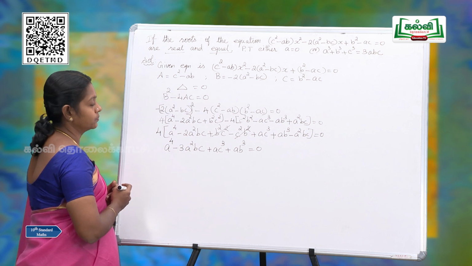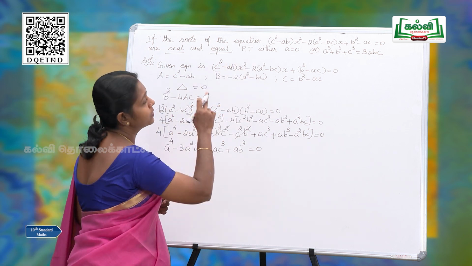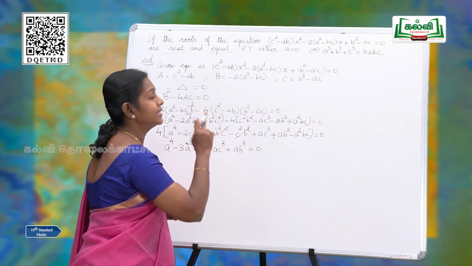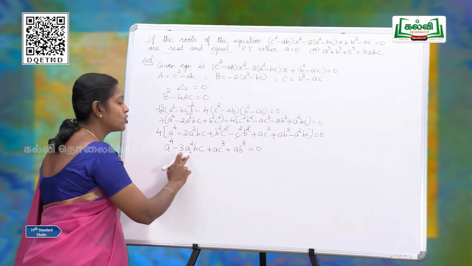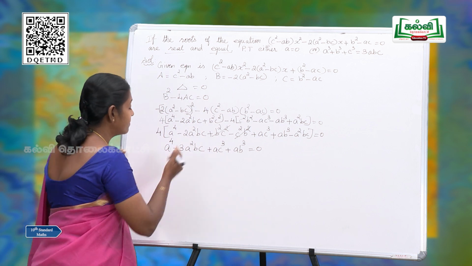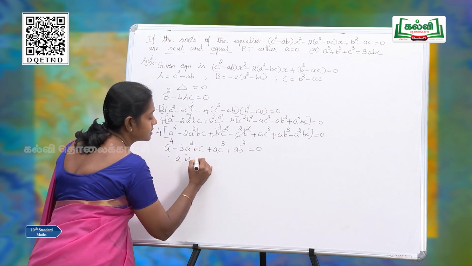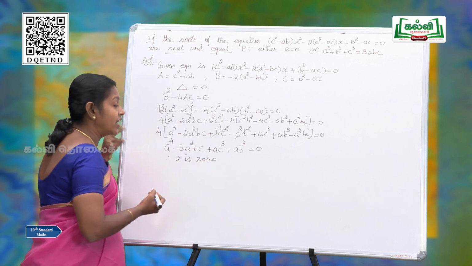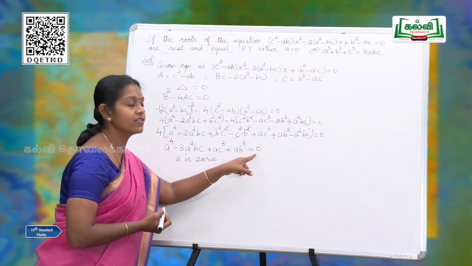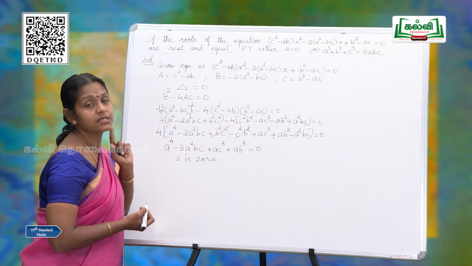Next, what are we going to do? So what do we have to prove? Either a equal to 0 or a cube plus b cube plus c cube is equal to 3abc. Now see what is common in all. a is common, right? That means we can say clearly a is 0. When a is 0, then only this equation will become 0. So we can clearly show that a is 0.